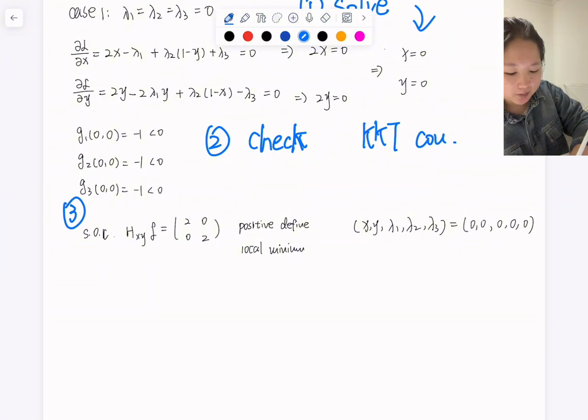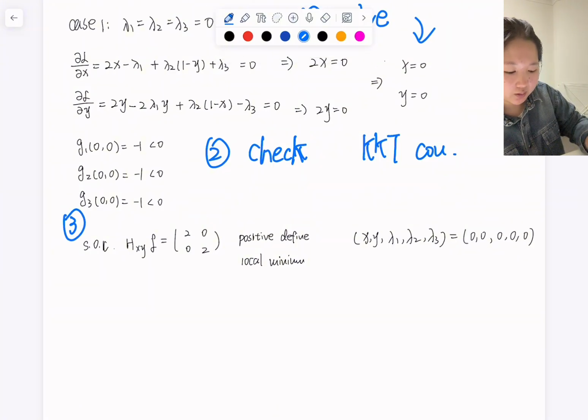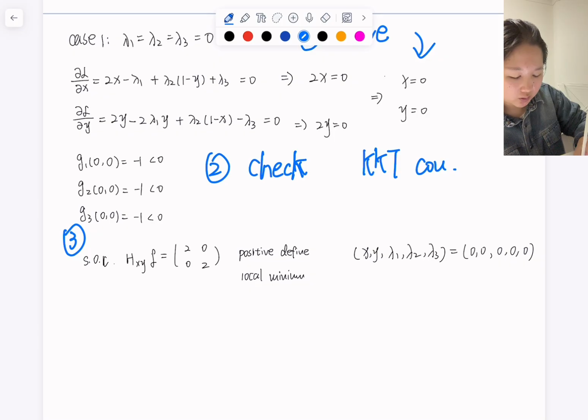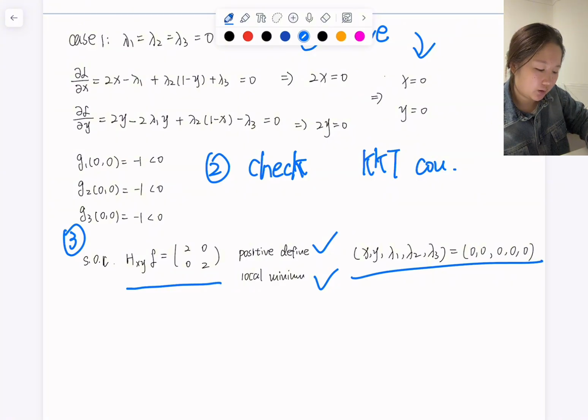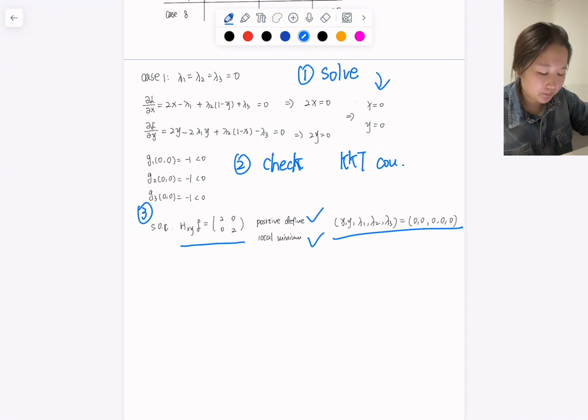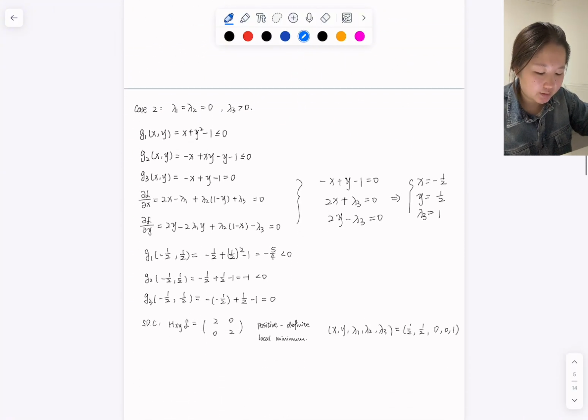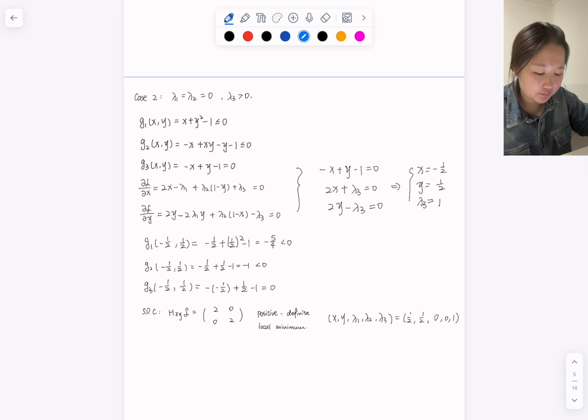And the third part is to discuss the second order conditions. In these cases, we need to discuss the Hessian matrix. It is positive definite, and a local minimum. So we got x, y, and lambda. And this is the second case.